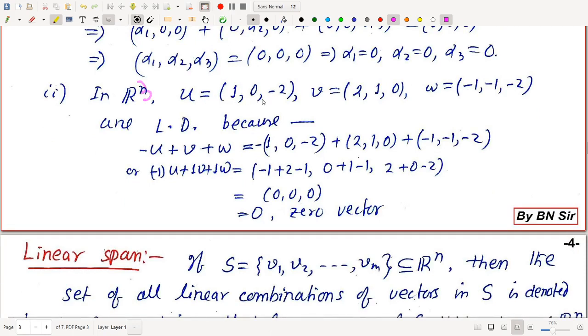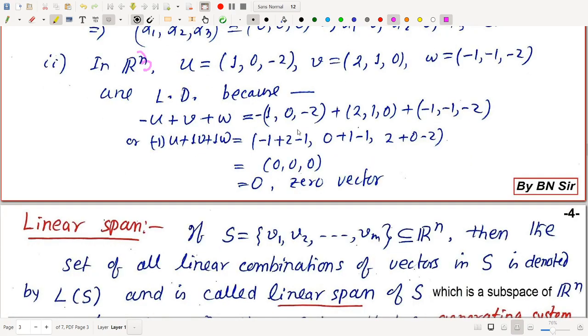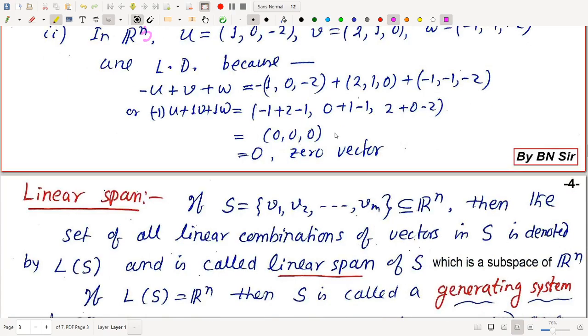In R cube, u equal to (1, 0, minus 2), v equal to (2, 1, 0), w equal to (minus 1, minus 1, minus 2). Three vectors we have taken, u, v, w are linearly dependent, because if we see minus u plus v plus w, if we add v and w, what shall we get? (1, 0, minus 2), and here it is (1, 0, minus 2), means v and w when added we get u. That's why minus u plus v plus w equal to (minus 1, 0, minus 2) plus these two added, ultimately you get (0, 0, 0). All components are 0.